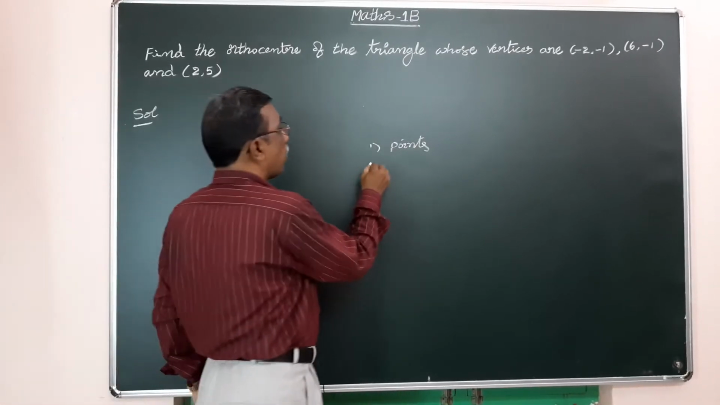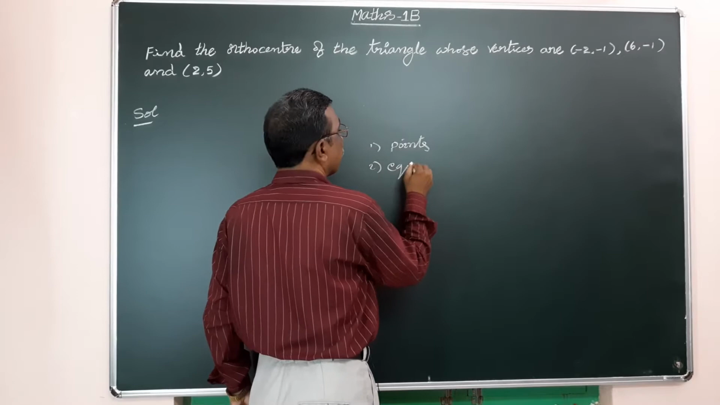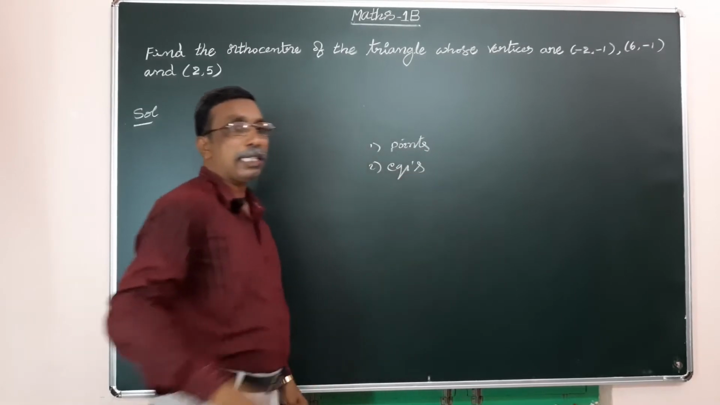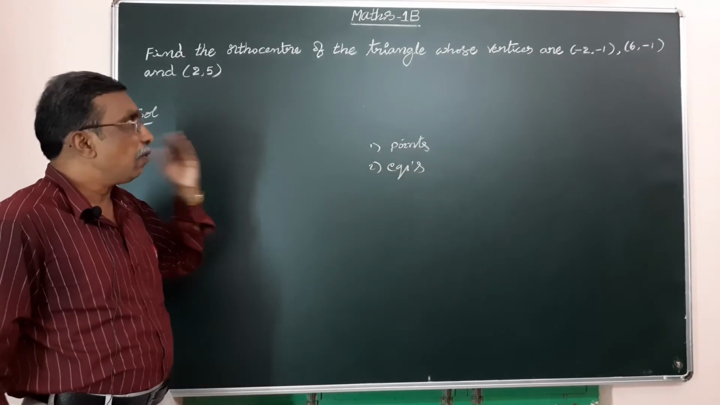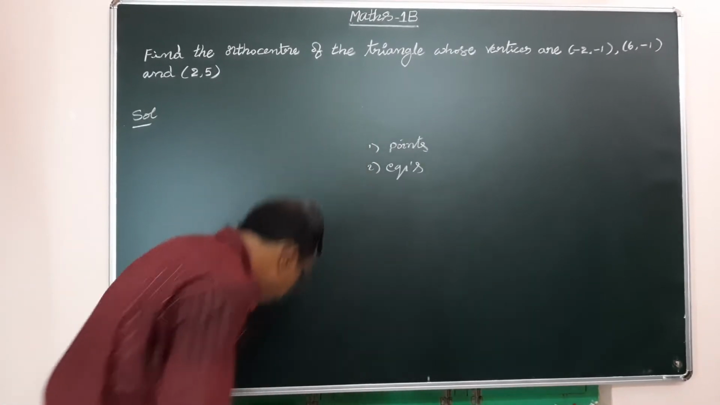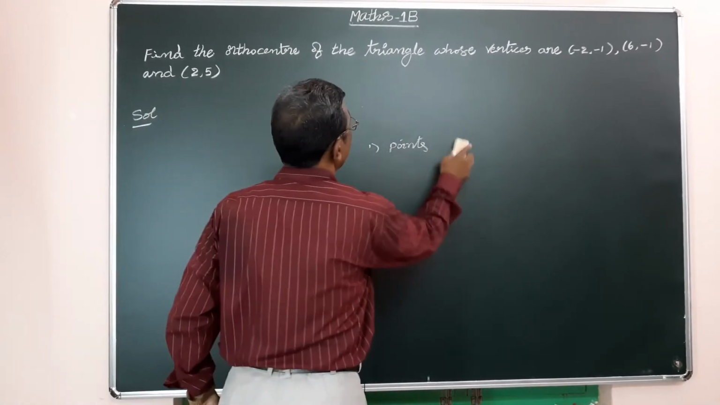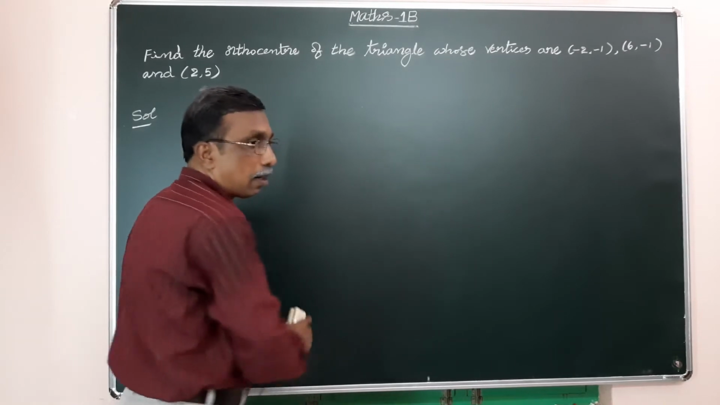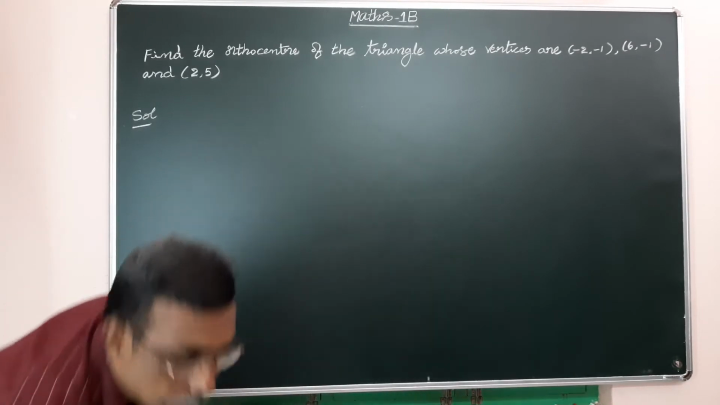Next, second model, equations. Equations are given, then we find the orthocenter. This is the first model: the orthocenter of the triangle.